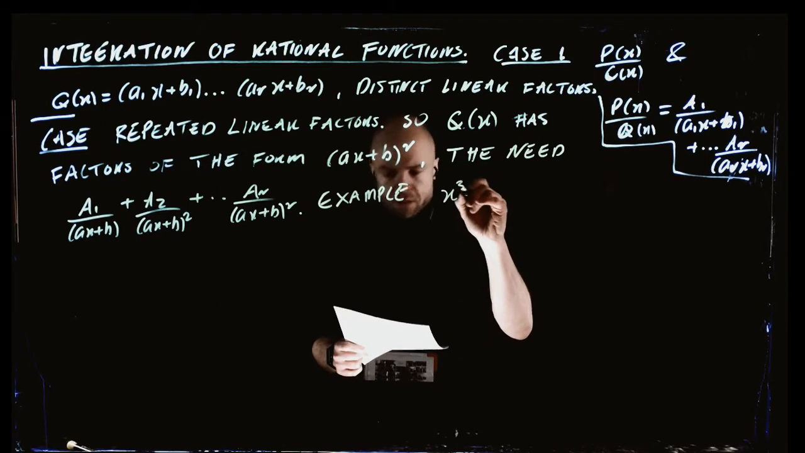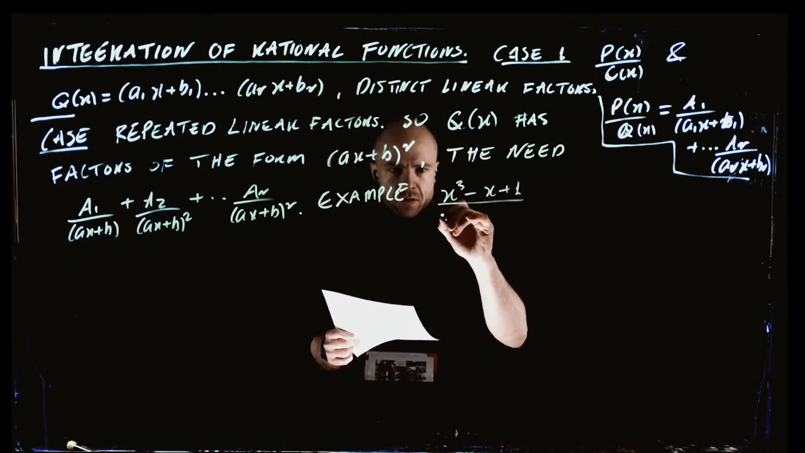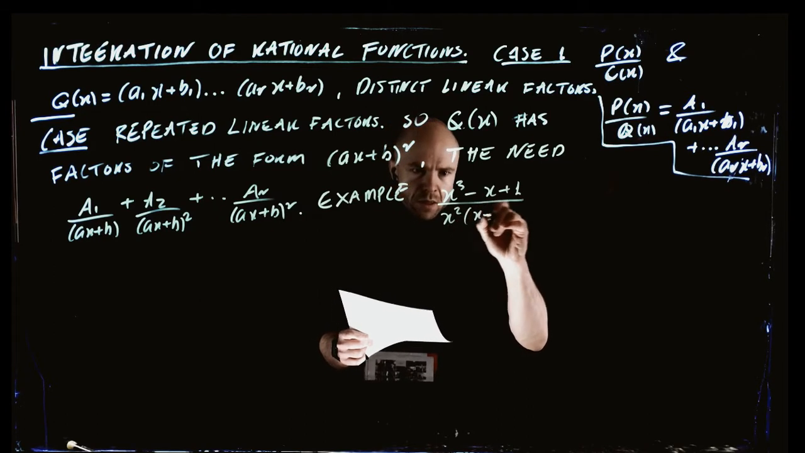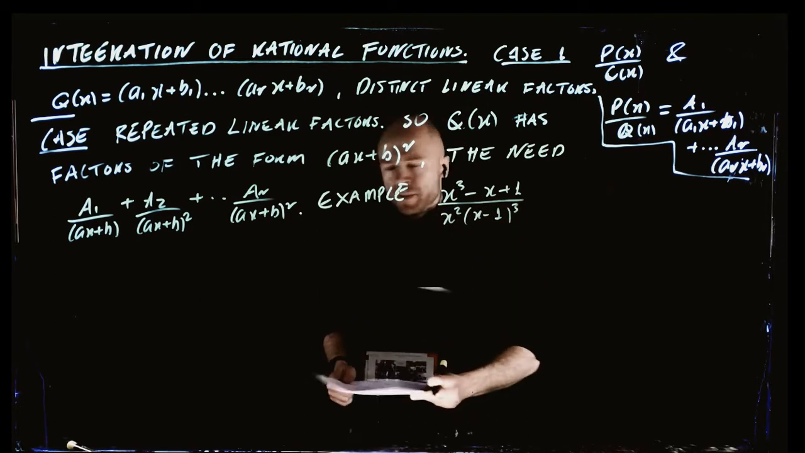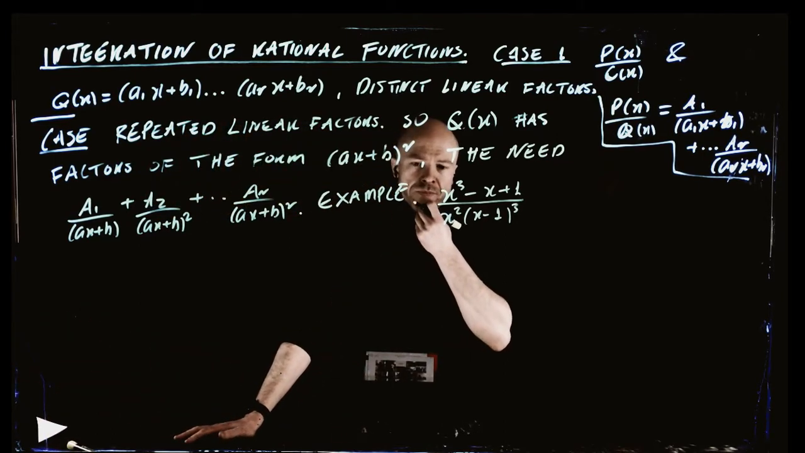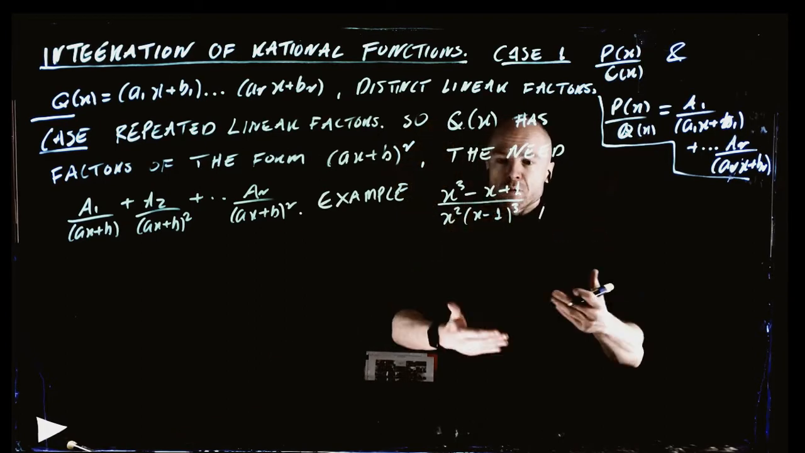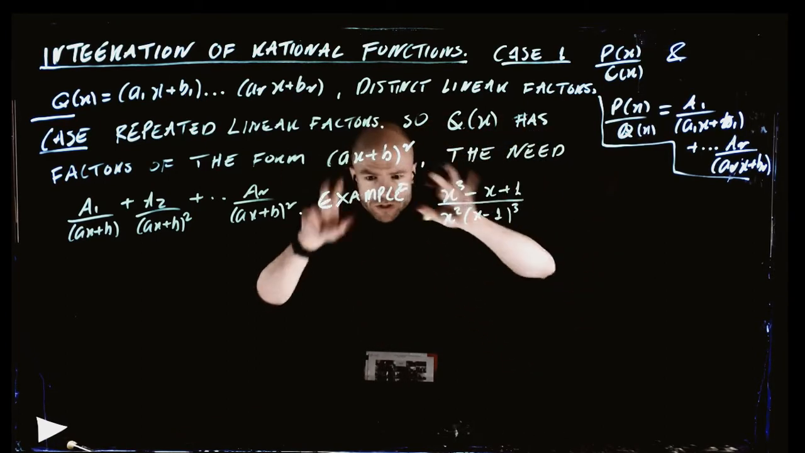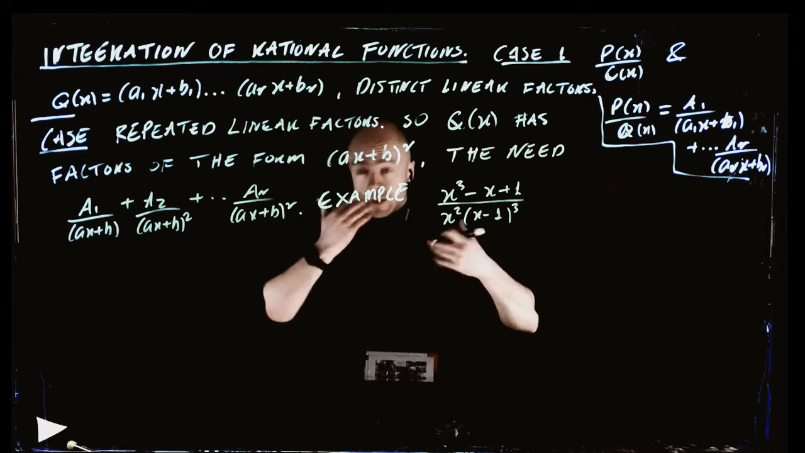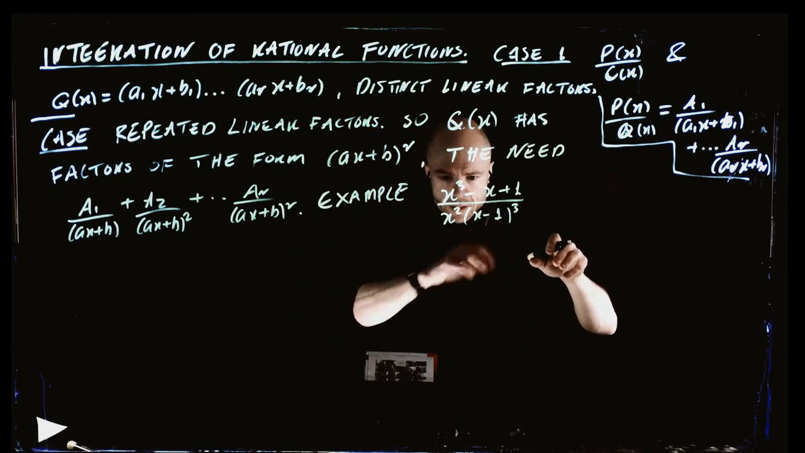We have x to the 3 minus x plus 1 over x squared, x minus 1 to the 3. Okay, firstly, is this a proper rational function? So it's a proper rational function. No need to do long division. We can apply our cases. And this is clearly case 2 because we have on the bottom repeated linear factors, right? Yeah?